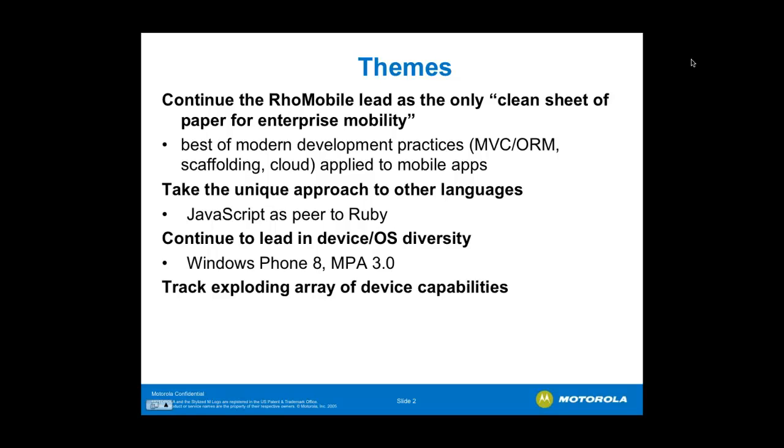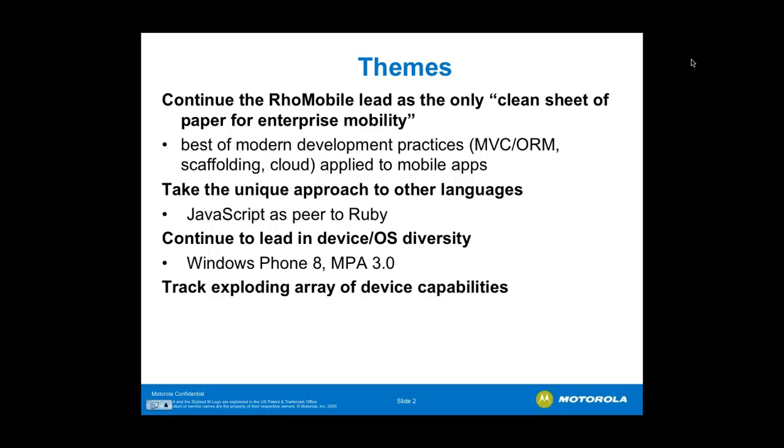But a big thing for this release is to take this unique approach, all the advantages of the RhoElements approach, and take that to other languages. So we want to make JavaScript a true peer to Ruby.